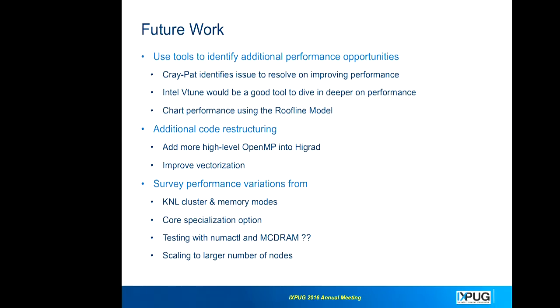Also, VTune would be good to dive deeper into the performance, and using the roofline to chart our performance. Additionally, we have to add a lot more high-level OpenMP into high-grid. It's a very big code, and there are only a few routines we have it in right now, but even with just that, we get some good performance increases. We also have to improve vectorization and use some different KNL configurations. We didn't really do core specialization, the -R flag, and I understand that can lead to some memory imbalance, and we definitely need to put that in there.